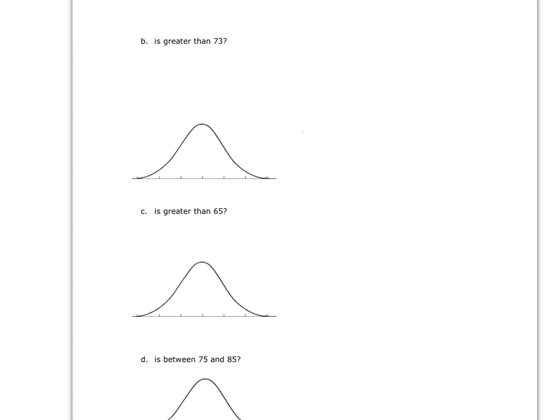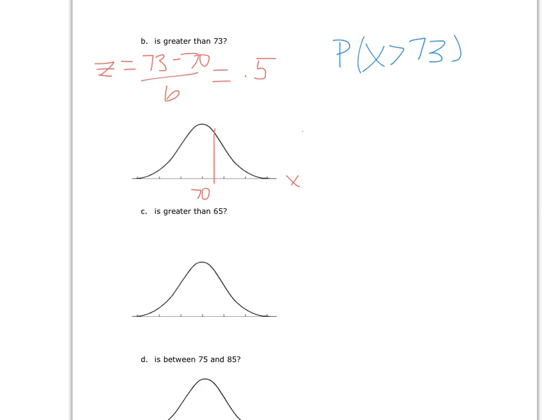Okay, let's find the probability that x is greater than 73. So we're finding the probability x greater than 73. So find the z-score. Let's take 73 minus 70 over 6, and that gives us a z-score of 0.5. If we look at this density curve for x, 73 is going to be about right there. And we want greater than this value, so our shaded area is to the right.